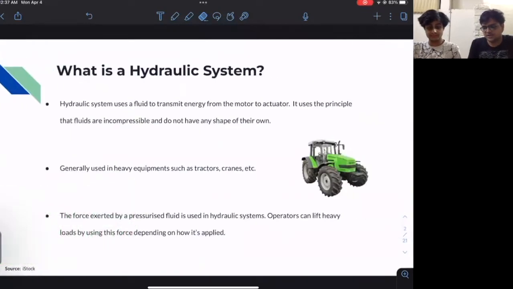So coming to what is a hydraulic system? Hydraulic systems basically use a fluid to transmit energy from motor to actuator, and they use the principle that fluids are incompressible and do not have any shape of their own. They are generally used in heavy equipment such as tractors, cranes, etc. The force exerted by the pressurized fluid in a hydraulic system is used, and operators can lift heavy loads by using the force depending on how it's applied.